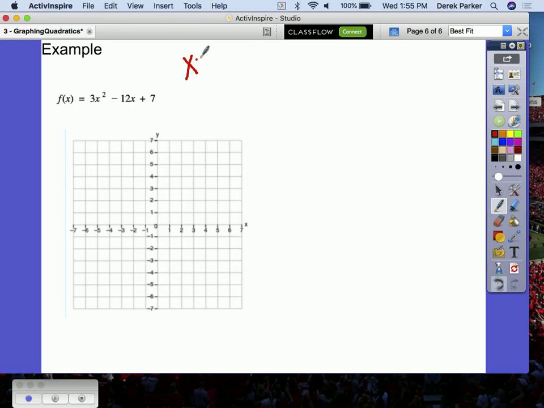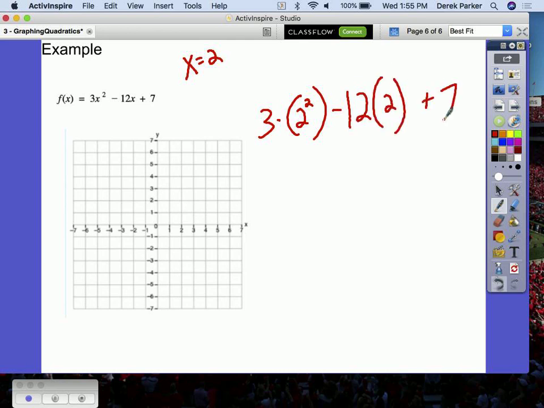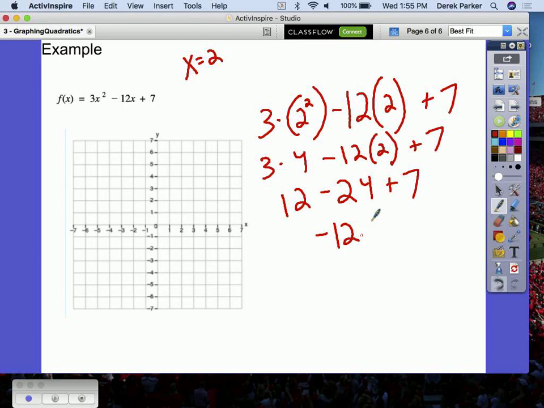x equals 2. I now plug that in. 3 times 2 squared minus 12 times 2 plus 7. And I get negative 5. So my vertex is (2, negative 5).